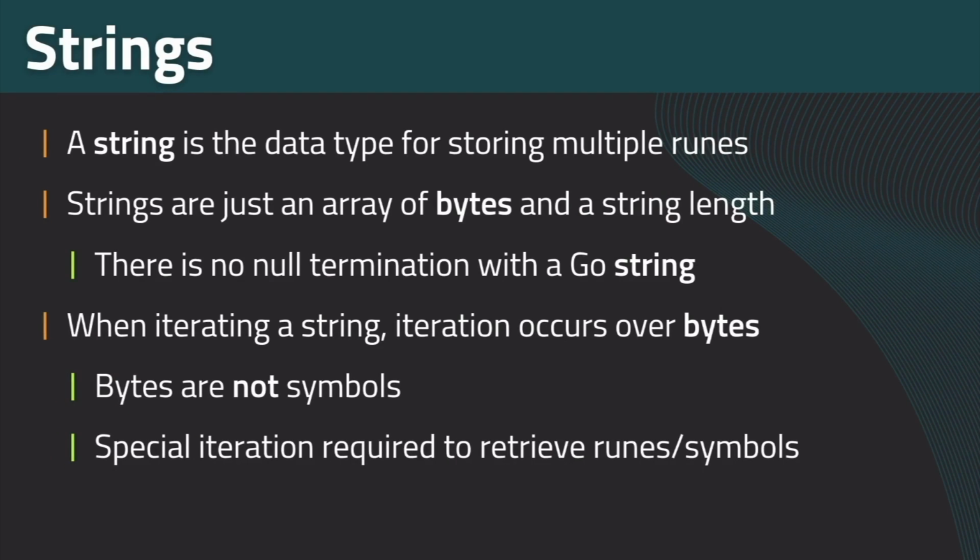Now that we've covered runes, let's take a look at strings. A string is a data type for storing multiple runes, and strings are just an array of bytes and a string length. There is no null termination with a Go string like you have in C. When iterating a string, iteration occurs over bytes, and bytes are not symbols, as we previously seen. Special iteration techniques are required to retrieve these runes and symbols, which we'll be covering in a later lecture.